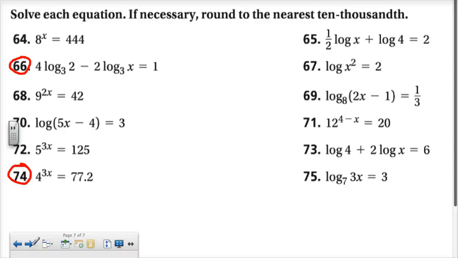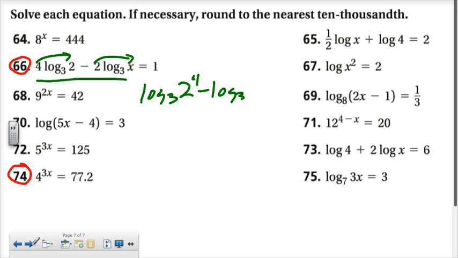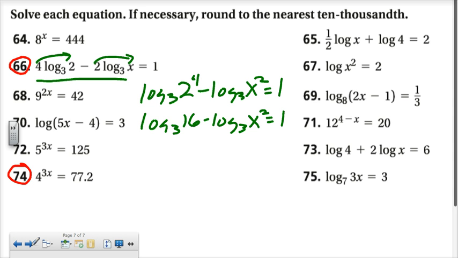Number 66, it says solve each equation, if necessary, round to the nearest 10,000th. So with number 66, I notice I have 2 logarithm statements, and if I'm going to solve that, I need it to be 1. So I'm going to put those powers back up where they belong, and that'll be the logarithm base 3 of 2 to the 4th minus the logarithm base 3 of x squared equals 1. And then 2 to the 4th is 16, so that'll be the logarithm base 3 of 16 minus logarithm base 3 of x squared equals 1. And then subtraction is division, so this is the logarithm base 3 of 16 over x squared equals 1.